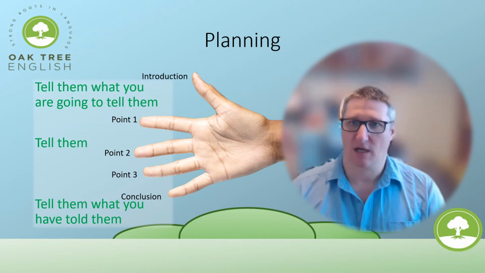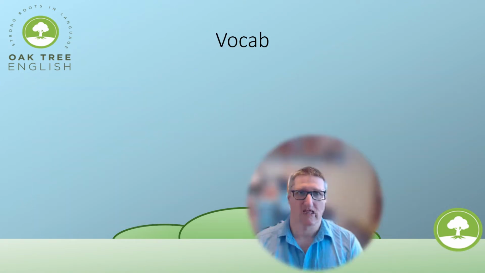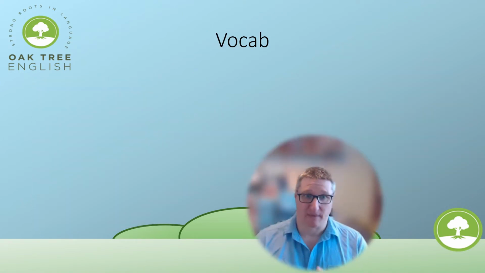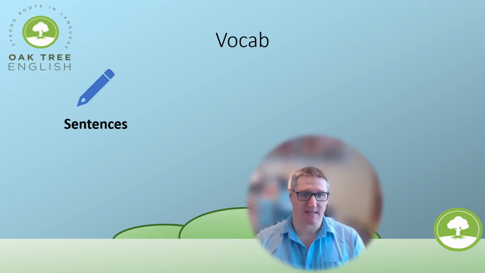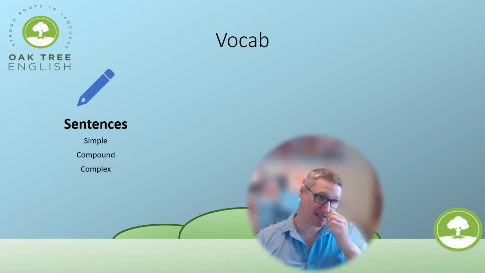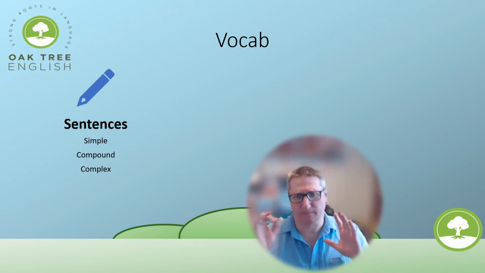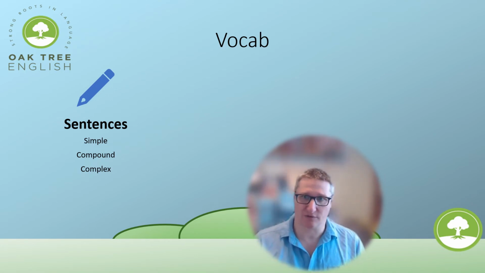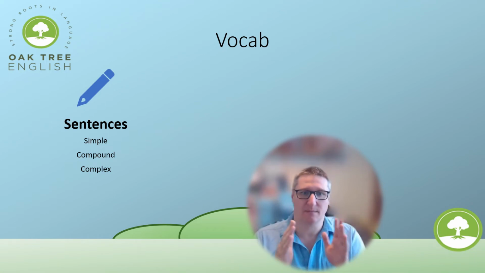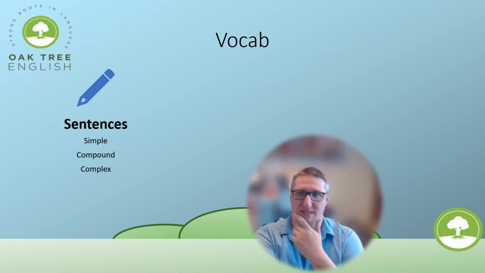Let's talk about vocabulary, if we can. Part of that includes sentences. Now, I told you to begin with there were 3 types of sentences. There's simple, compound, and complex. So, a simple sentence is one independent clause. For example, I passed the exam. Simple sentence.